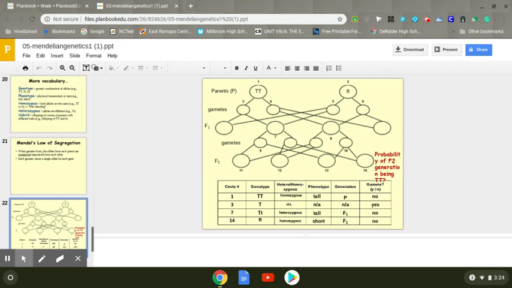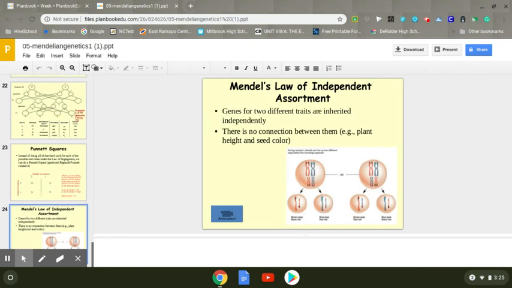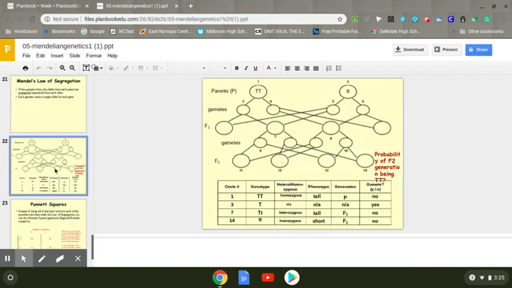So this is what it would look like. You have your parents, big T and little t, and then you would do your crosses to find out what your different generations would be, and you would end up with a certain probability. And that's your law of segregation. And that's what you have there.